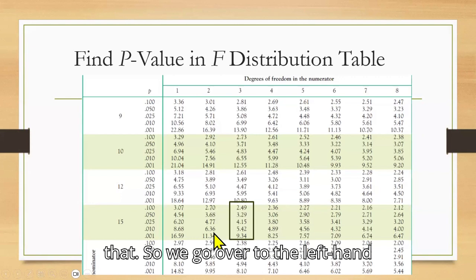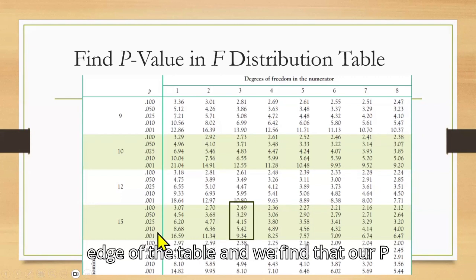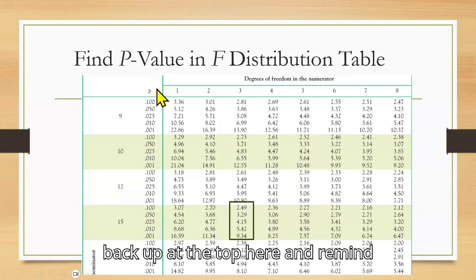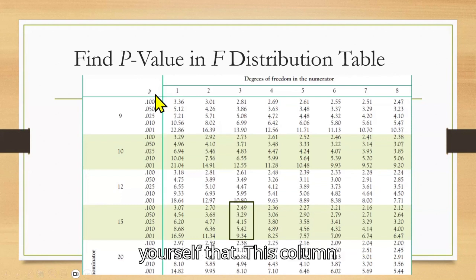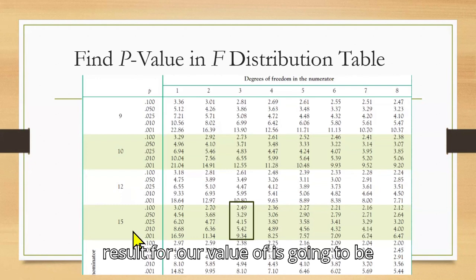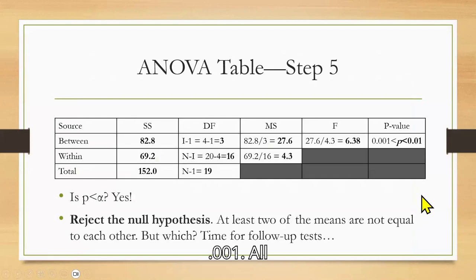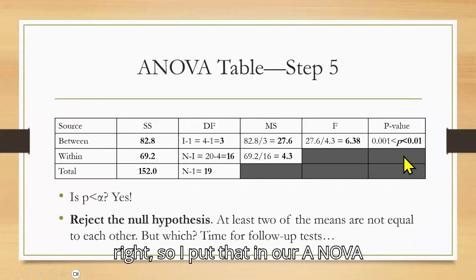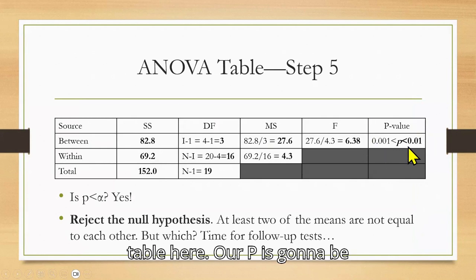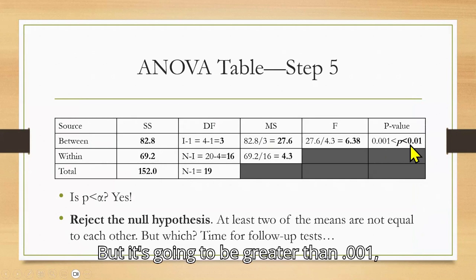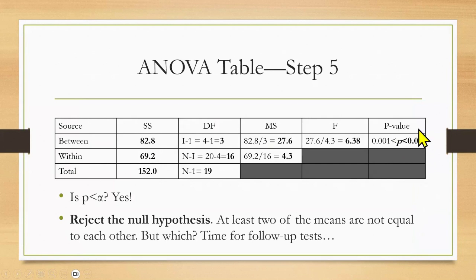Make sure you find that. So we go over to the left-hand edge of the table and find our p-value. If you get lost in this table, remember to look back up at the top and remind yourself that this column label is telling you these are the p-values. So the p-value for our value of F is going to be between 0.01 and 0.001. I've put that in our ANOVA table here. Our P is going to be less than 0.01, but greater than 0.001. The one that it's less than is more important.